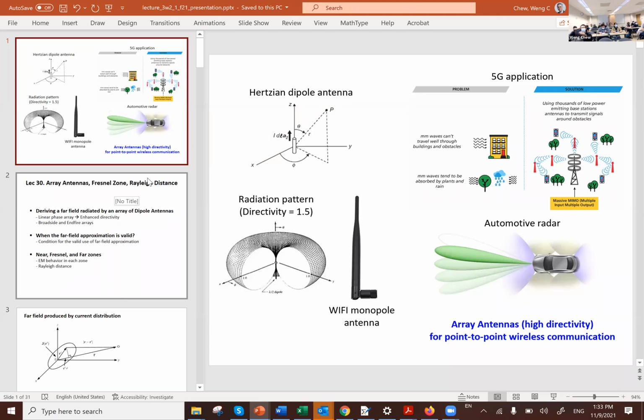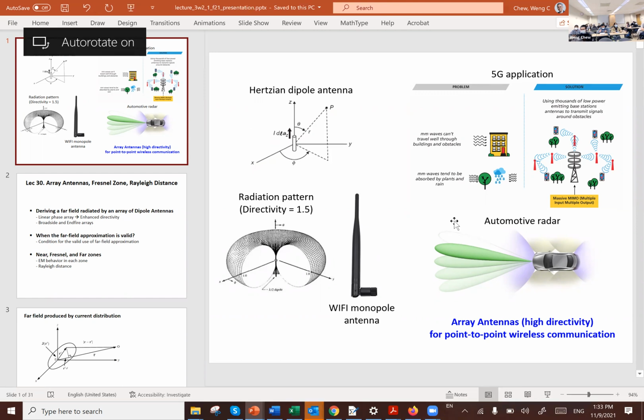Today we're going to talk about array antennas, Fresnel zones, and relay distance. You're going to see how we can make a more sophisticated antenna by using multiple elements and have them work together. What we have learned previously is just the Hertzian dipole, which is very simple. The mathematics of it is also very simple. It has a radiation pattern that looks somewhat like this, and it has a rather poor directivity.